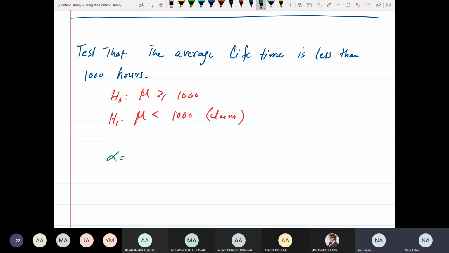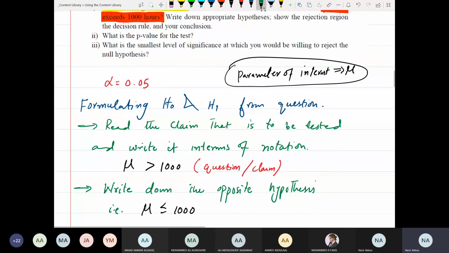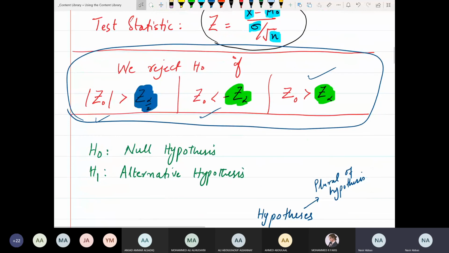Second thing, let us write alpha. Let us say it is 0.05. So the critical value Z alpha is 1.645. Keep in mind the critical value will always be positive. And then in the formula, you will see a negative sign here.